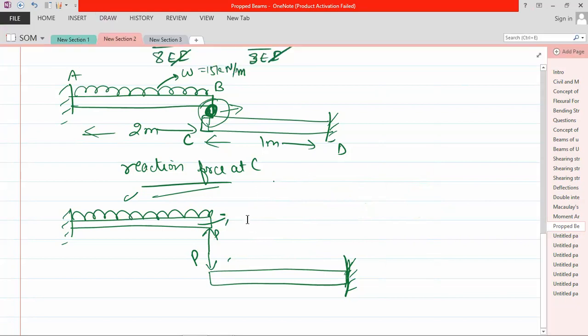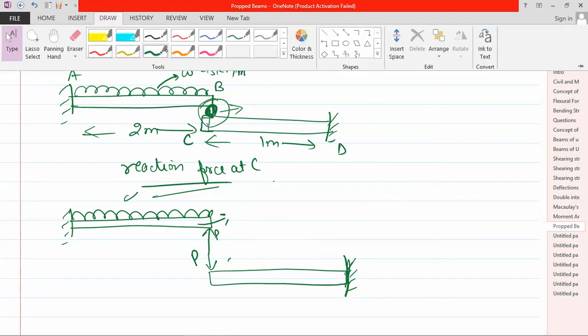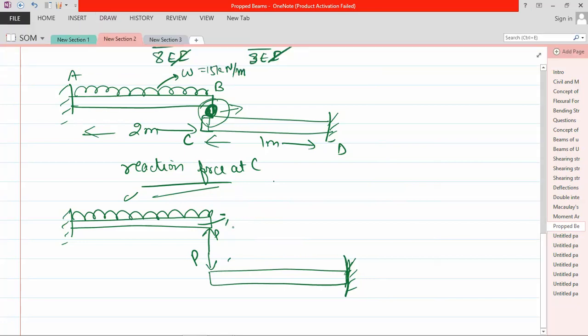You cannot write it like this. Now what will the change? WL power 4 upon 8 EI minus, because of the P load in the upward direction, it will be minus PL cube by 3 EI.